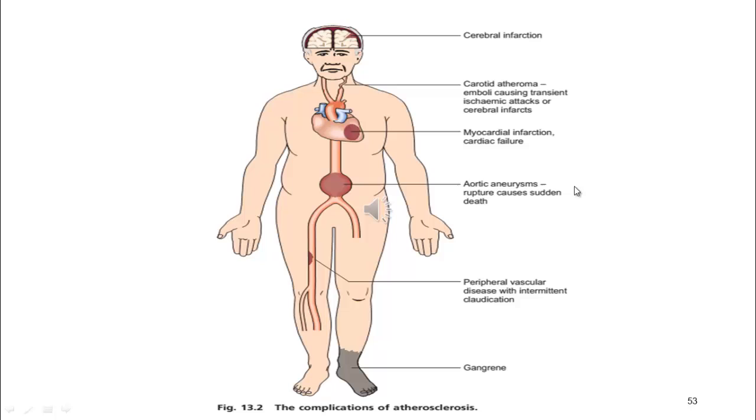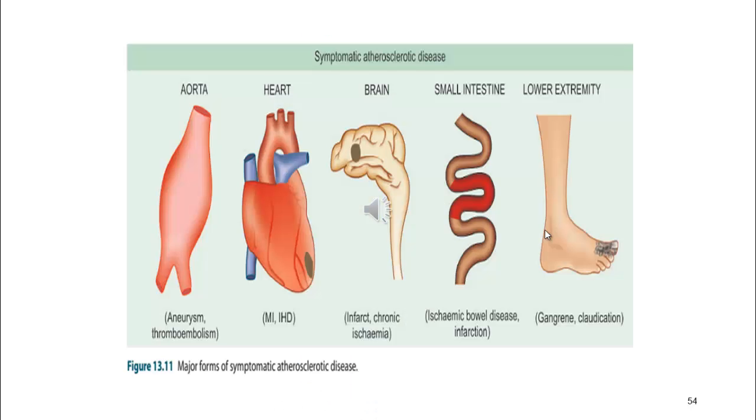Again, in this figure, you can see the possible complications. The atherosclerotic plaque can cause sudden infarction, carotid atheroma, myocardial infarction or heart failure, aortic aneurysm, or peripheral vascular disease along with gangrene formation. So the atherosclerotic plaque can affect any major part of your body.